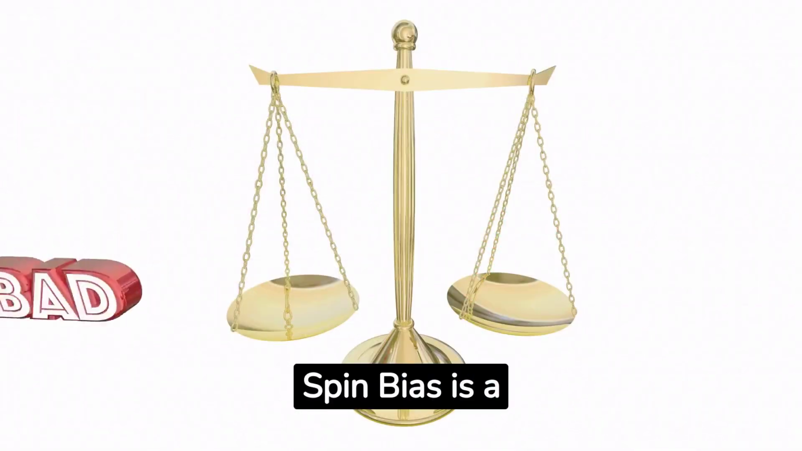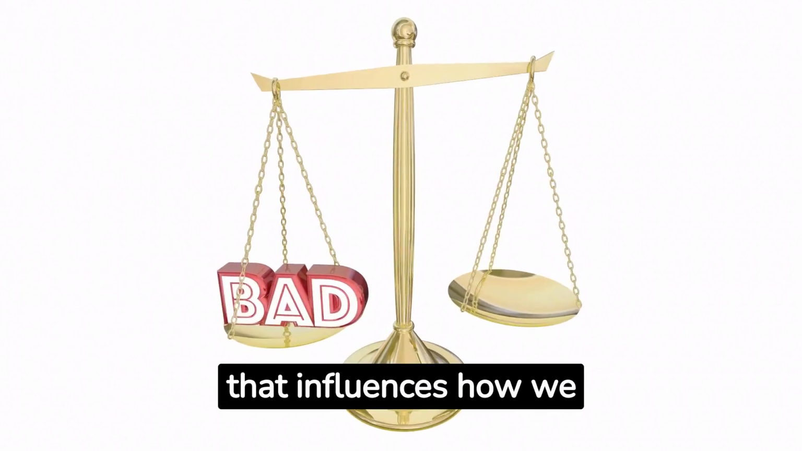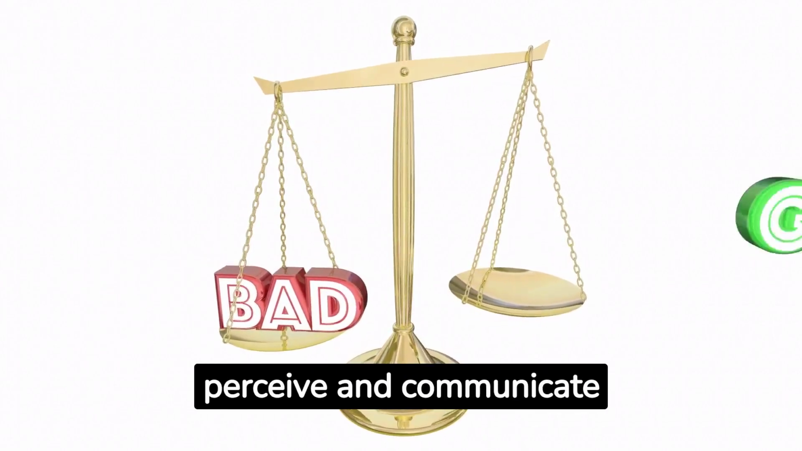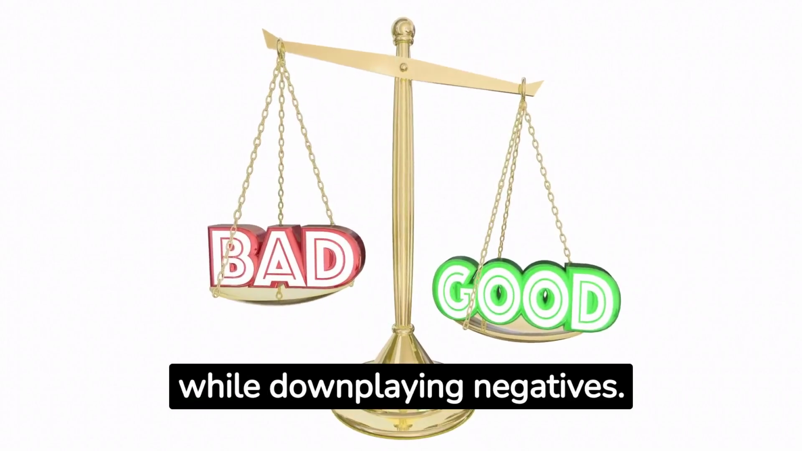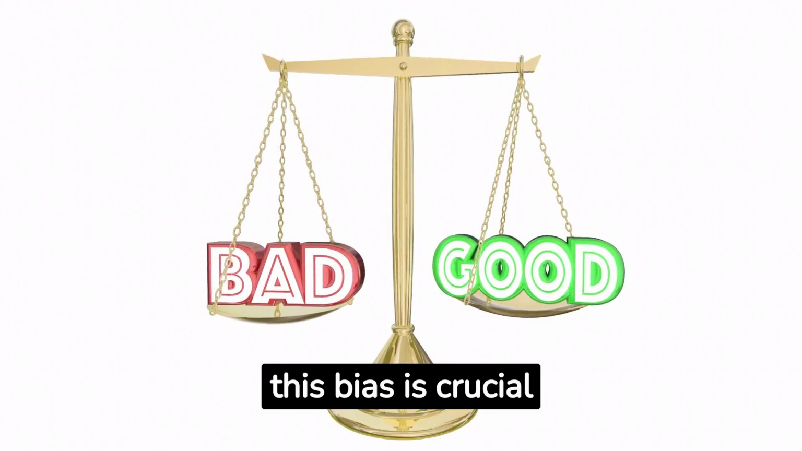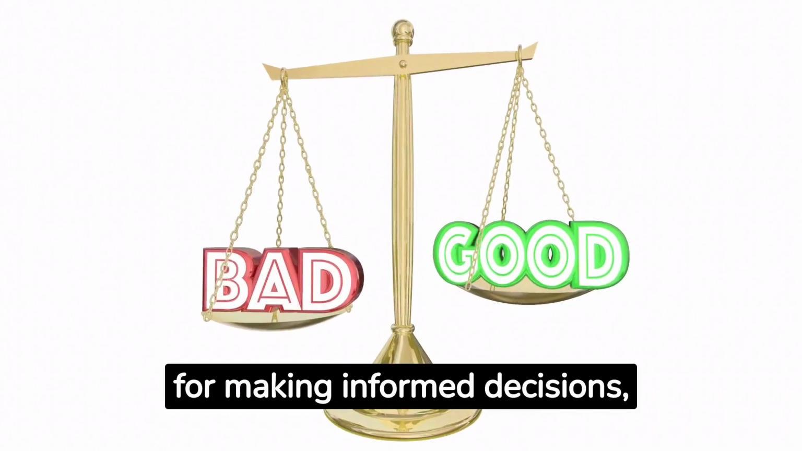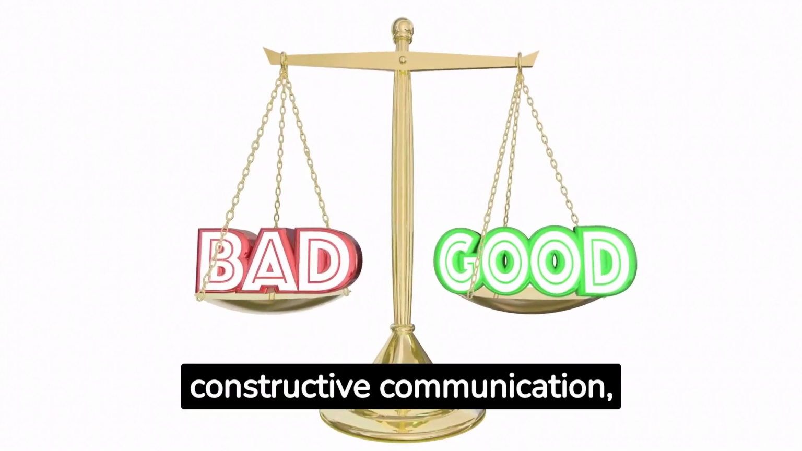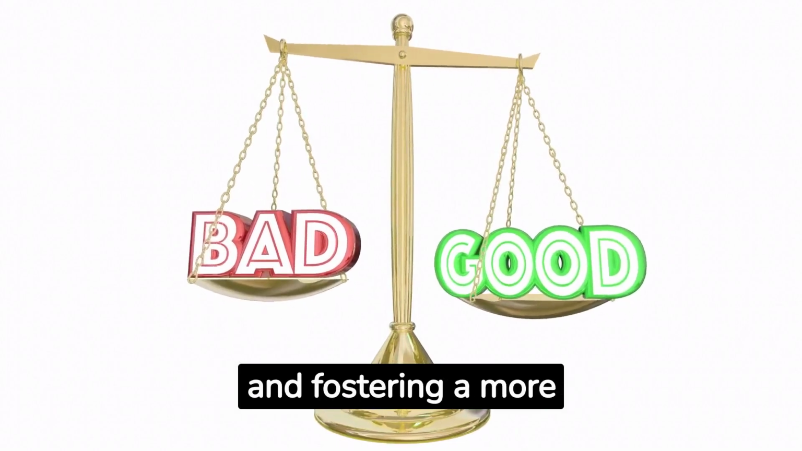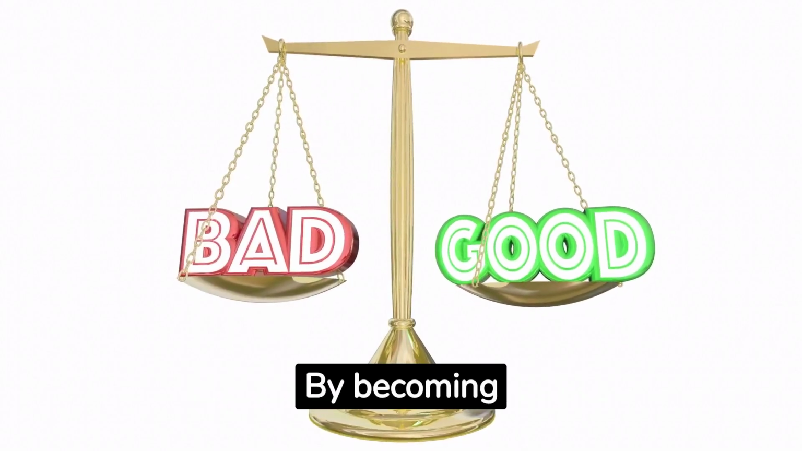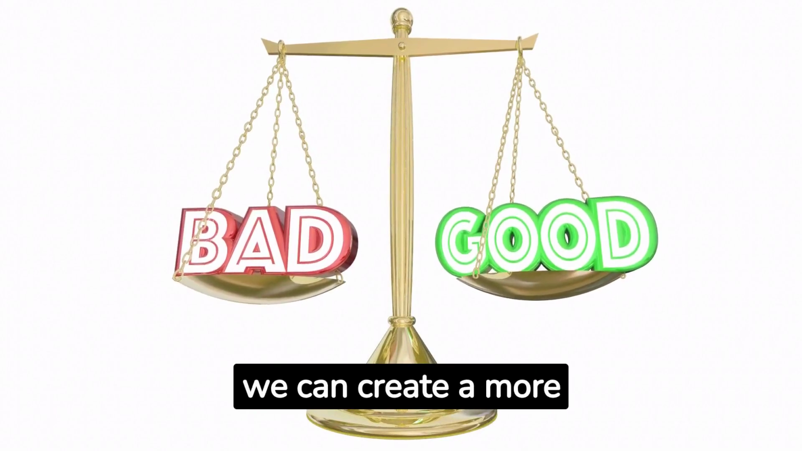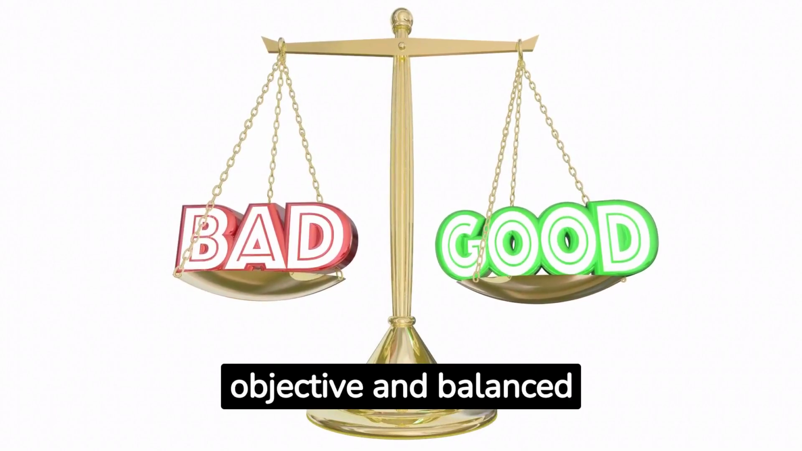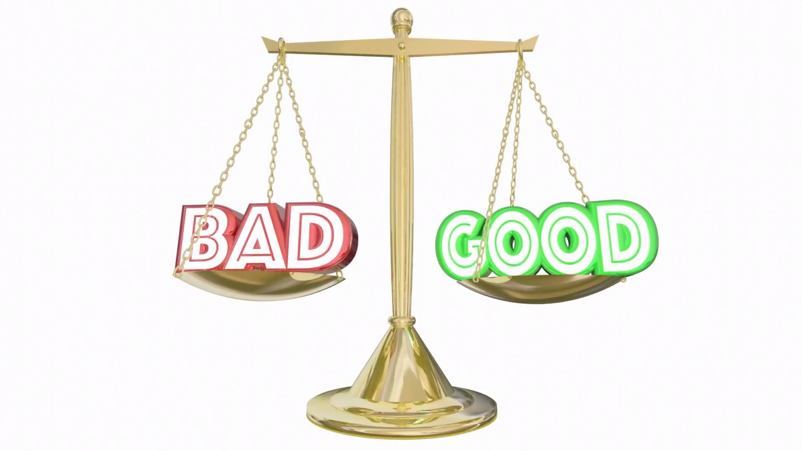Spin bias is a prevalent cognitive bias that influences how we perceive and communicate information, emphasizing positive aspects while downplaying negatives. Understanding this bias is crucial for making informed decisions, promoting constructive communication, and fostering a more inclusive and open society. By becoming aware of spin bias and actively countering it, we can create a more objective and balanced approach to interpreting and presenting information.